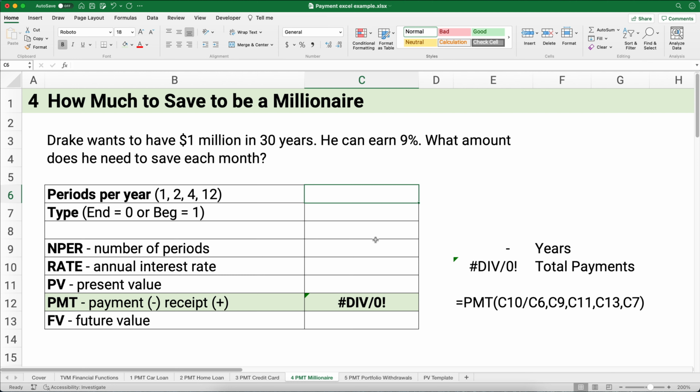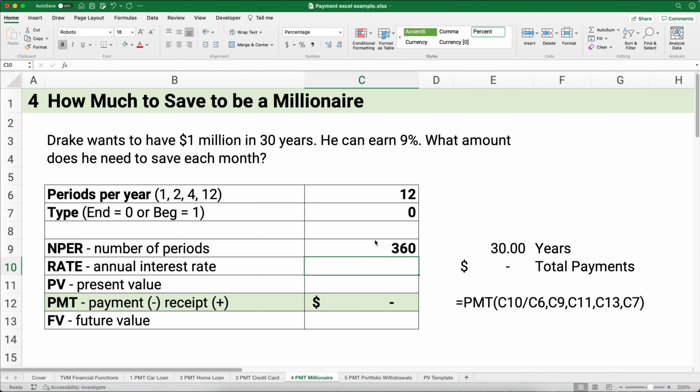Now, let's say Drake wants to have $1 million in 30 years. He can earn 9%. What amount does he need to save each month? And apparently he hasn't saved anything so far. So it's going to be 12 periods per year. Payments happen at the end of the period. The number of periods is going to be 360 months. So that's the 30 years. You see it's divided and got the 30 years. The annual interest rate is going to be 9%.